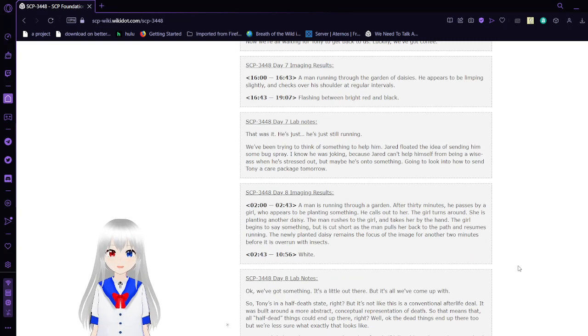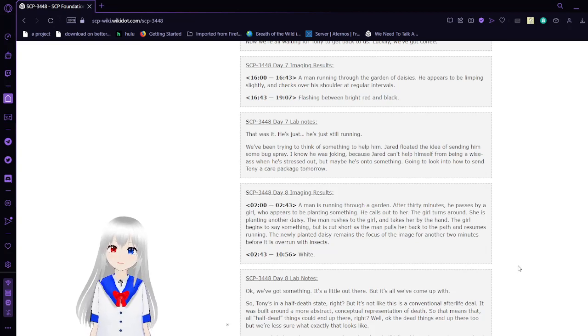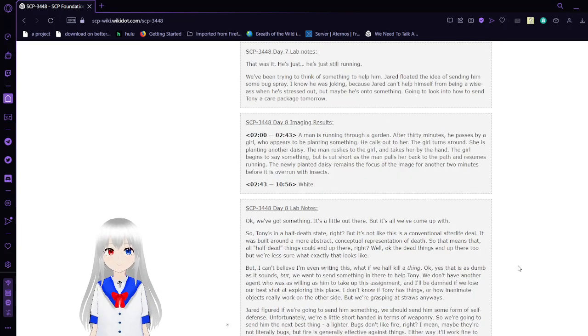Day 7 and imaging results. 1600 to 1643. A man running through the garden of daisies. He appears to be limping slightly and checks over his shoulder at regular intervals. 1643 to 1907. Flashing between bright red and black. Day 7 lab notes. That was it.